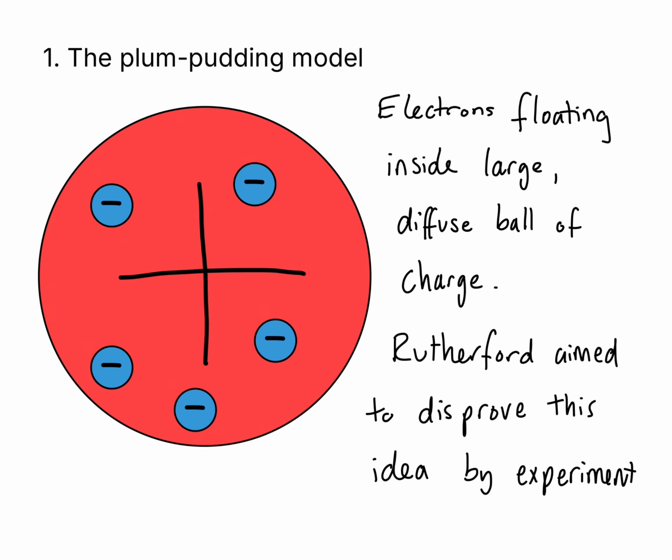Before Rutherford, the accepted picture was the plum pudding model, electrons floating around inside a big spread out ball of positive charge, like plums in a pudding. No nucleus, just a diffuse blob. Rutherford aimed to disprove this idea by experiment.